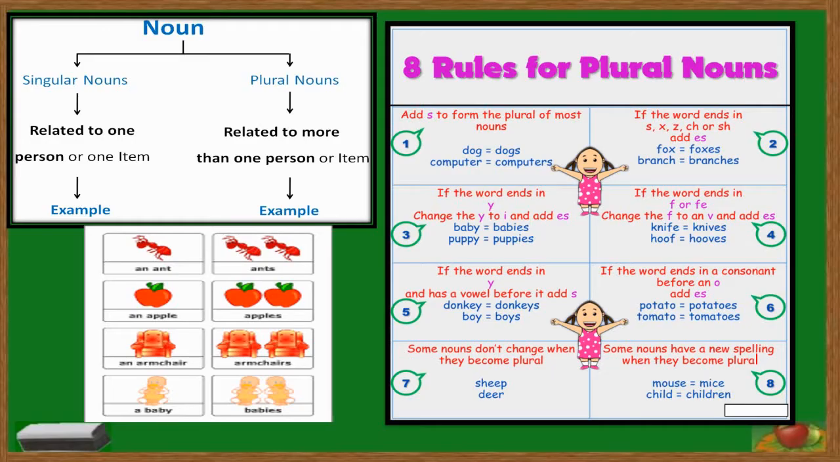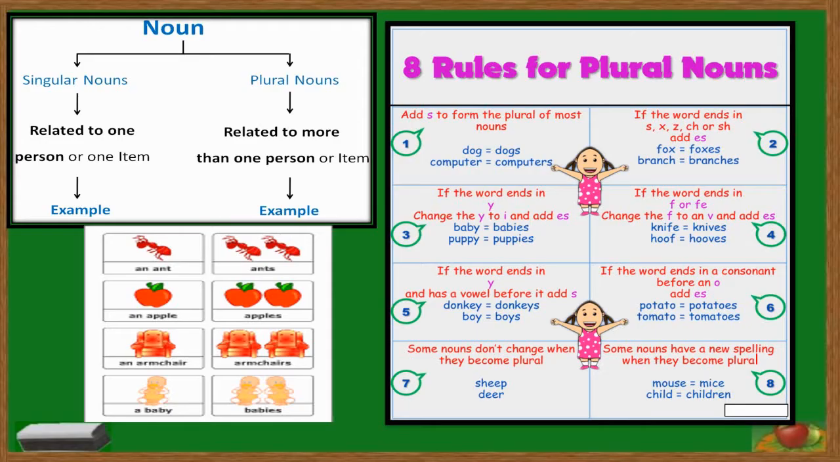Now let's learn some rules for plural nouns. Add s to form the plural of most nouns. For example, dog. If we add s, it becomes dogs, meaning many dogs. Computer. If we add s, then many computers. Second, if the word ends in s, x, z, ch or sh, add es. For example, fox. So here we add es for plural. Branch, again we add es for plural.